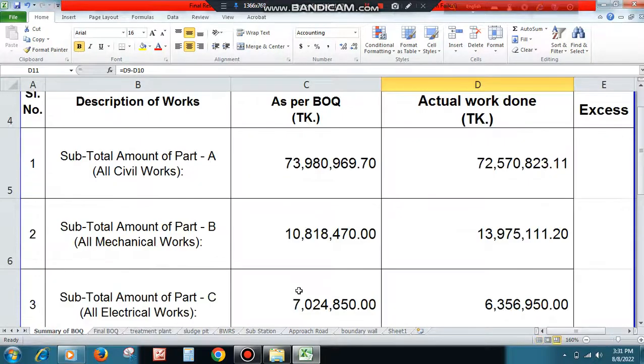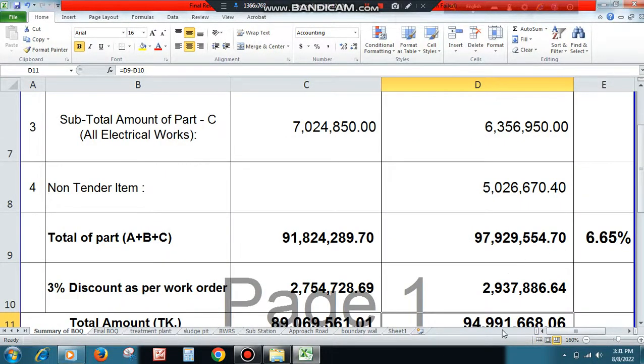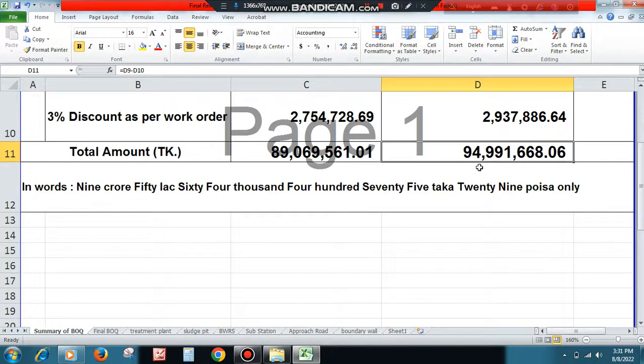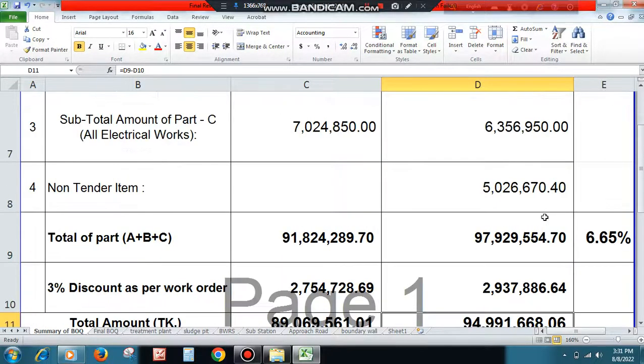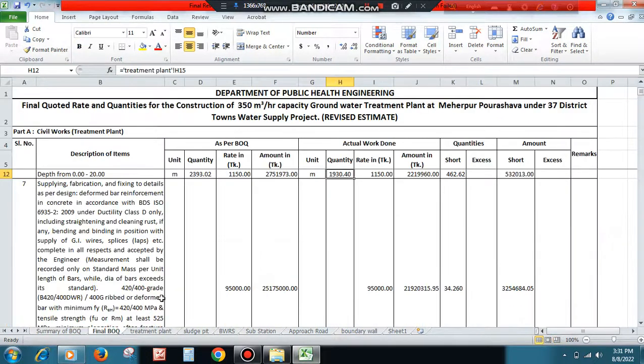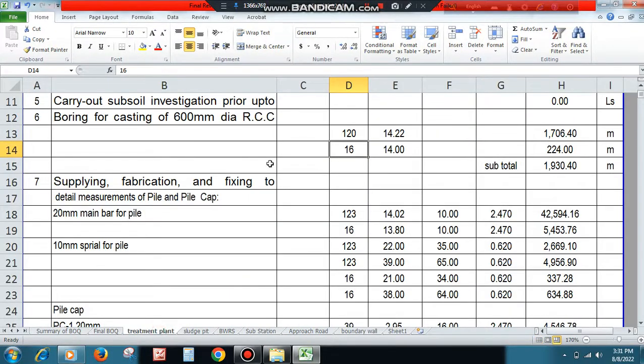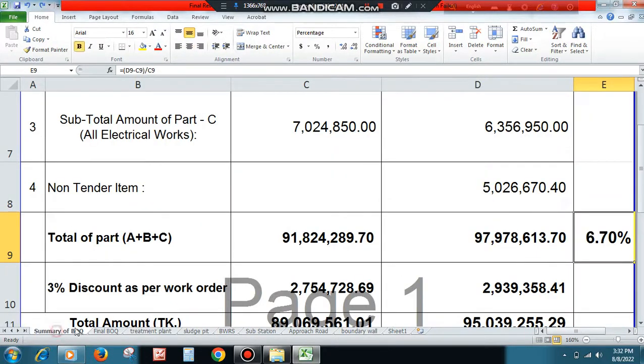so the summary also changed, and the excess amount is reduced. And if we go back to our original figure, the summary will be back.